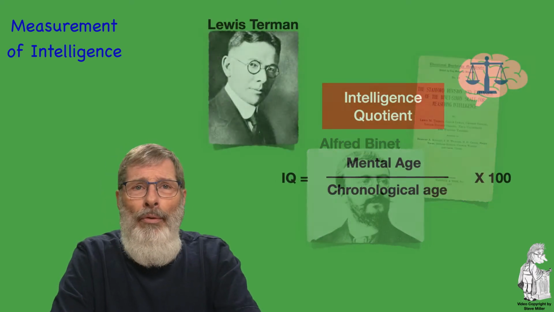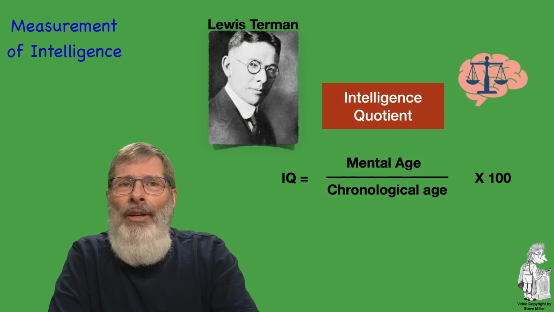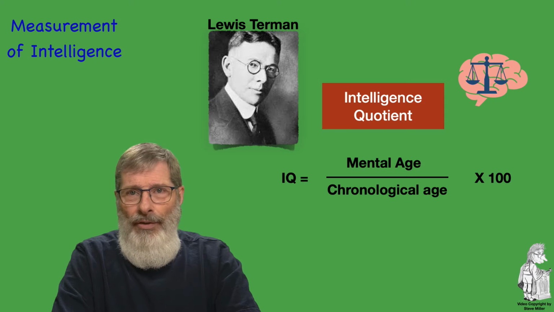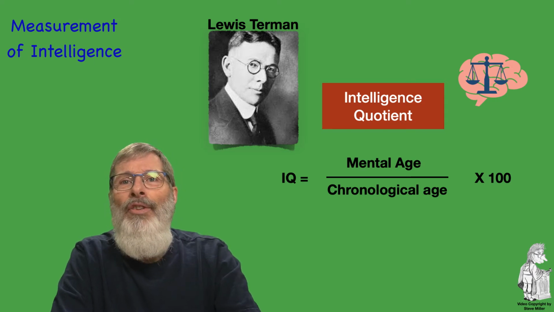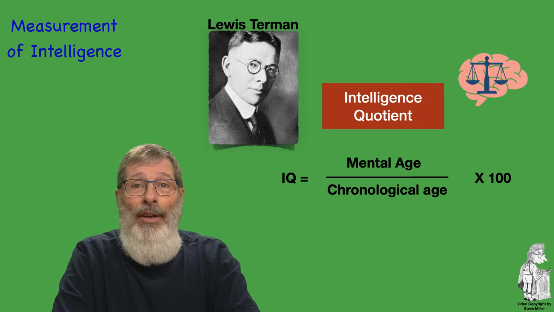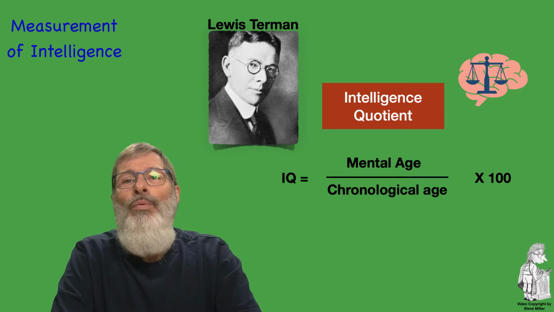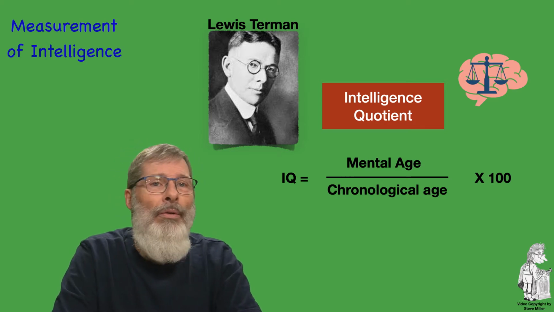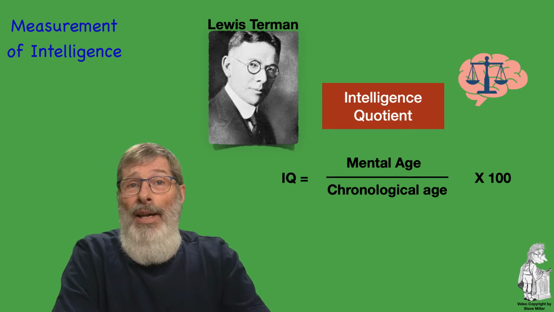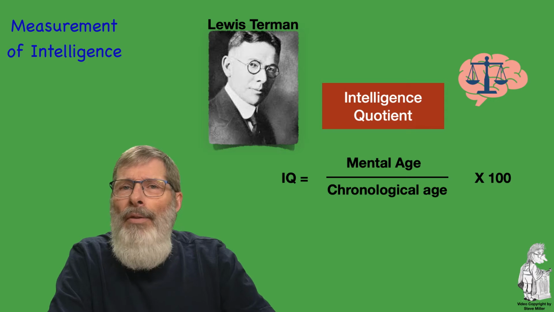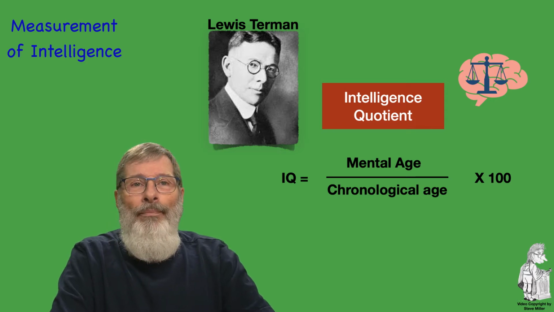Now, Louis Terman, who worked at Stanford University, adapted the test for use with children in the U.S. The test became known as the Stanford-Binet Intelligence Scale, the SBIS, and the test was used with children ages 2 to 16. The SBIS yielded an intelligence quotient, or an IQ, rather than a mental age.